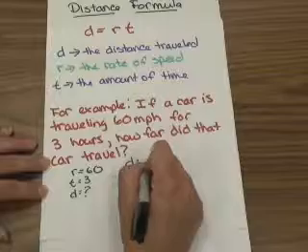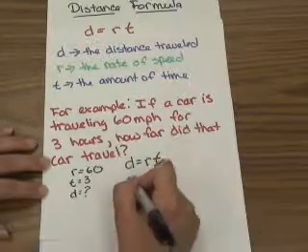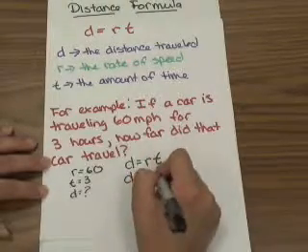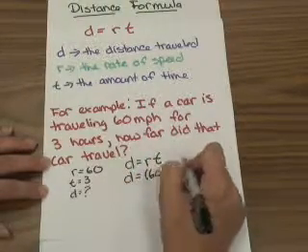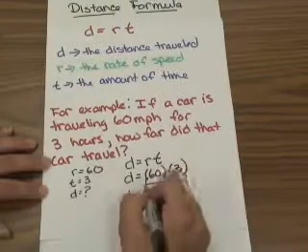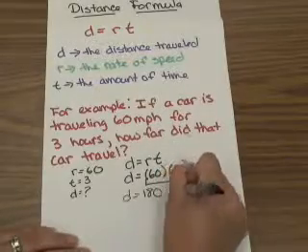So now that we know where all the numbers go, let's plug them in appropriately. So with the distance formula, D equals R times T, the distance is the one we're looking for, so we don't have anything to plug in there. The rate is 60, and the time is 3. So now you need to simplify. 60 times 3 equals 180, so that means that the car traveled 180 miles.